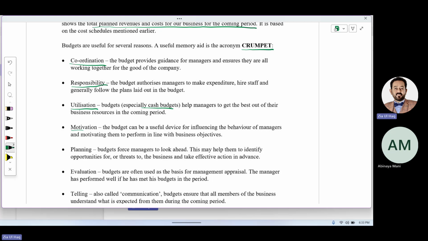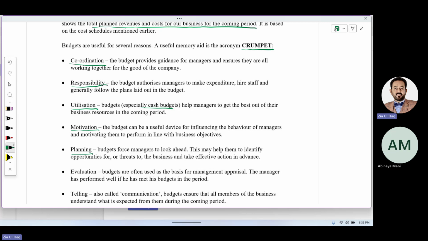Through budget, you can motivate your manager and staff because you have given them the targets. So they will be motivated. We need to achieve this. And while achieving, there will be satisfaction. That satisfaction will create more motivation. If there are no targets, they are having no satisfaction that we have done something. And if there is no satisfaction, there is no motivation.